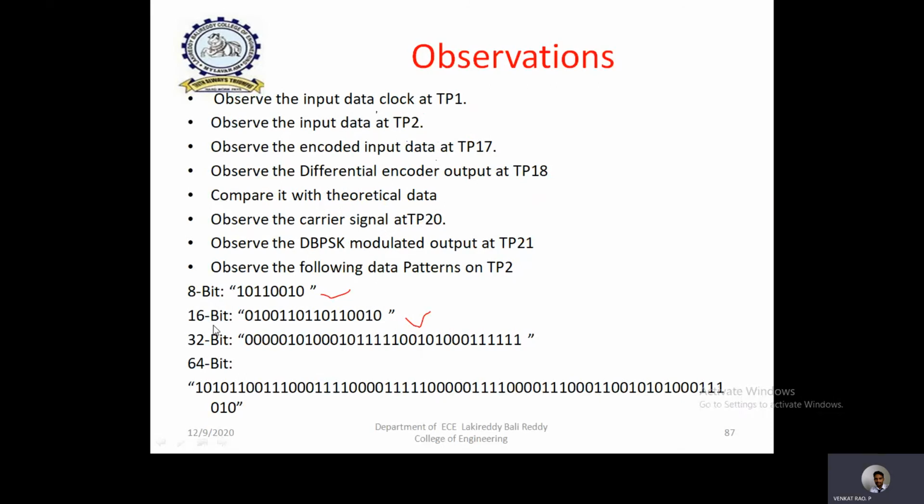So these are the corresponding 8-bit, 16-bit, 32-bit, 64-bit sequences which are generated from this particular kit. So from this particular kit, if you want to observe the 8-bit data, this is what is already given. You can compare by observing the CRO screen whether it is the same or not. Clear?